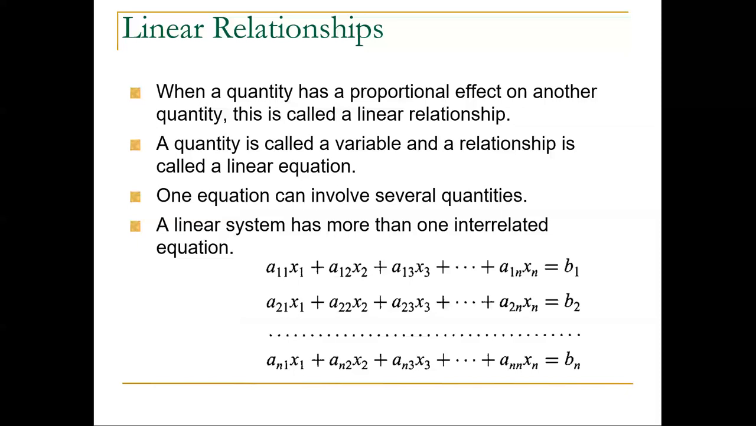So a linear equation can have several quantities that are related to each other, more than two. The simplest, of course, is two, but you can have several. And a linear system is several relationships. Alright? So you can have several things related to each other by different laws.